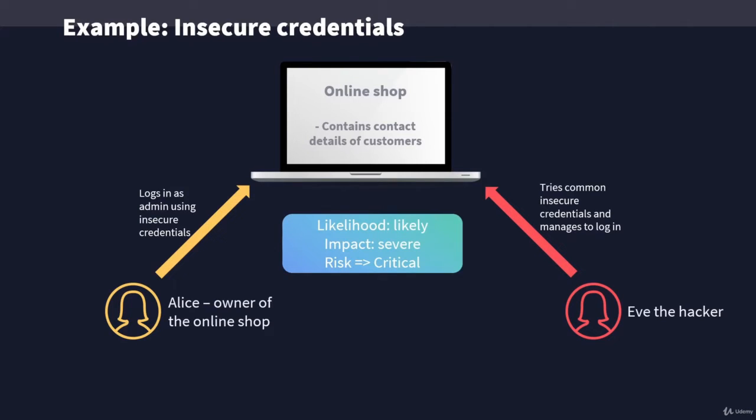As we discussed, risk is a combination of likelihood and impact. In this case, the likelihood is likely, since this is a simple attack, and the impact is severe, because private information would be leaked to Eve the hacker. This results in a critical risk.